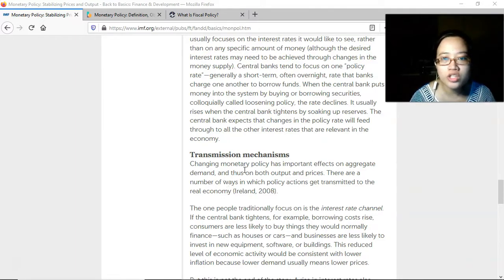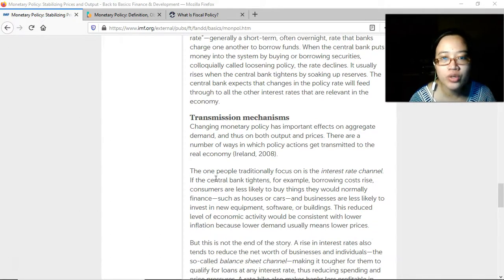Transmission mechanisms. Changing monetary policy has important effects on aggregate demand and thus on both output and prices. There are a number of ways in which policy actions get transmitted to the real economy. The one people traditionally focus on is the interest rate channel. If the central bank tightens, for example, borrowing costs rise. If you borrow money from the bank and the interest rate increases, you would be discouraged to borrow because you would be paying more interest.